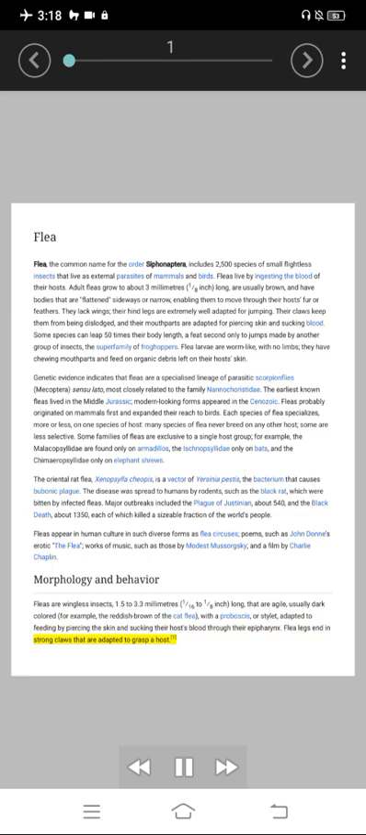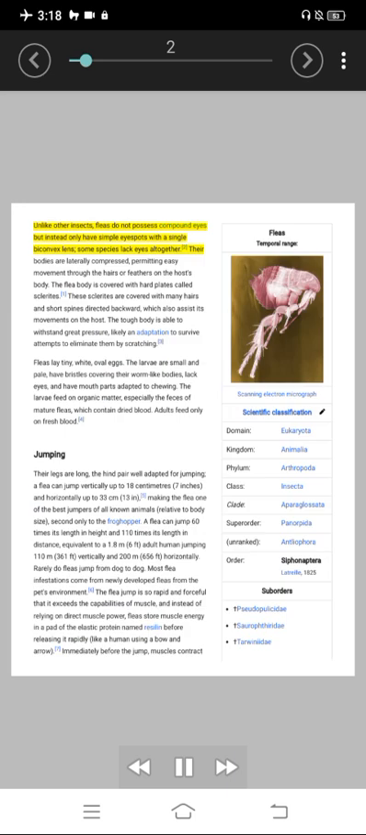Unlike other insects, fleas do not possess compound eyes but instead only have simple eye spots with a single Bickenbeck's lens. Some species lack eyes altogether. Their bodies are laterally compressed, permitting easy movement through the hairs or feathers on the host's body. The flea body is covered with hard plates called sclerites. These sclerites are covered with many hairs and short spines directed backward, which also assist its movements on the host. The tough body is able to withstand great pressure, likely an adaptation to survive attempts to eliminate them by scratching. Fleas lay tiny, white, oval eggs.